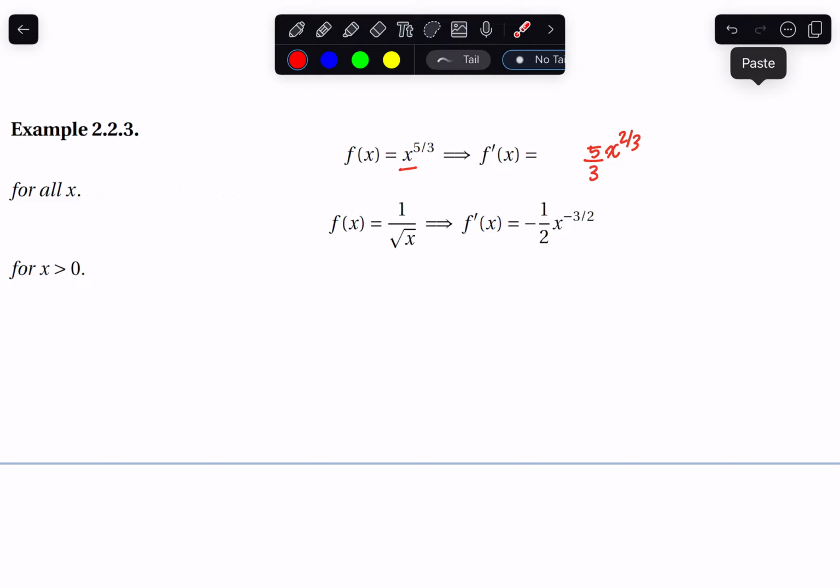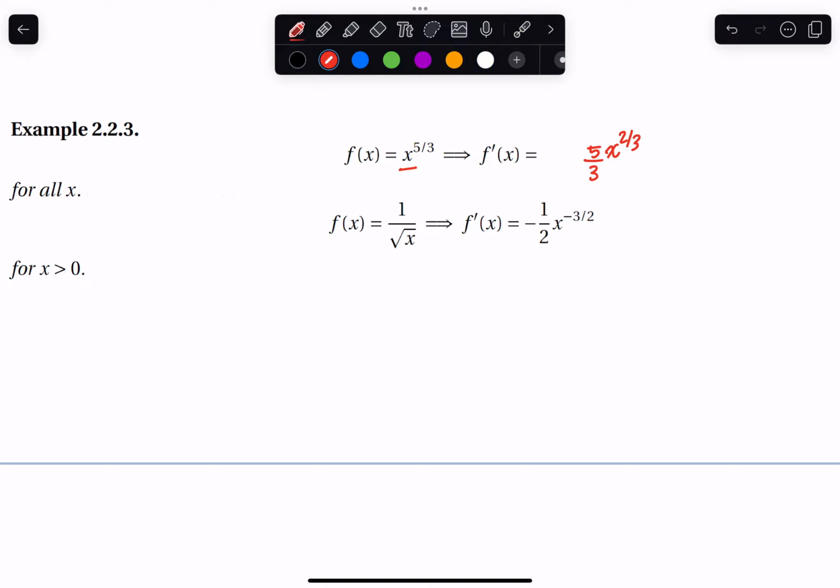Okay, let's look at some applications of the previous rule, the power rule. If we have this function x to the power 5 over 3, if we take its derivative, we get 5 over 3 times x to the power 2/3, and this is valid for all x because this expression is defined for every x.